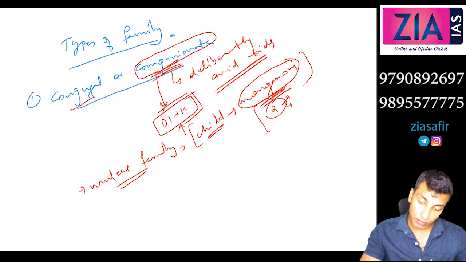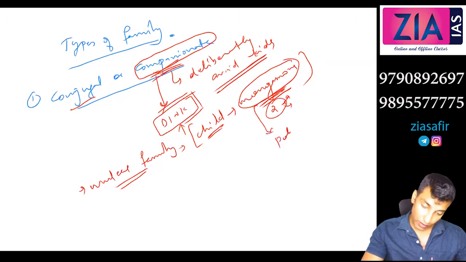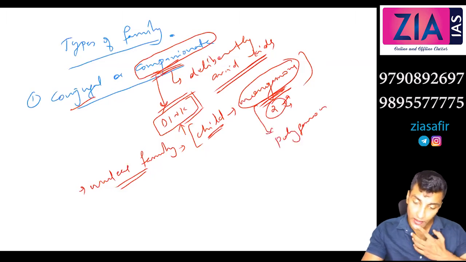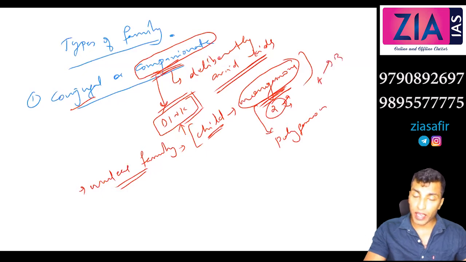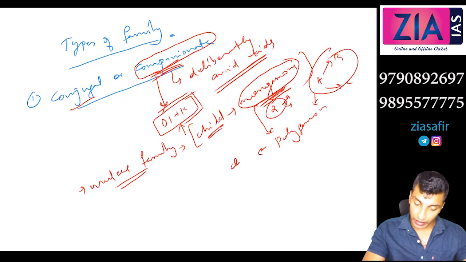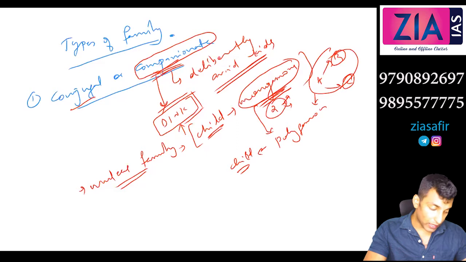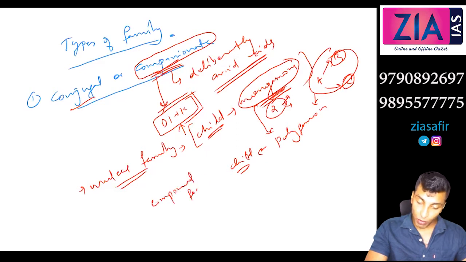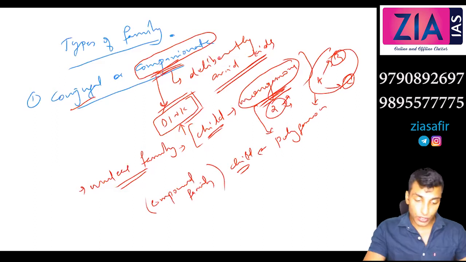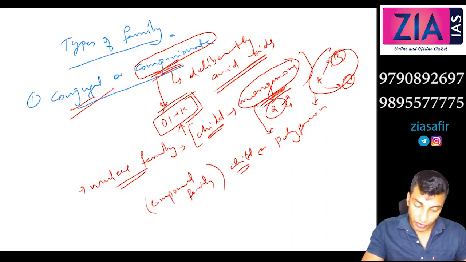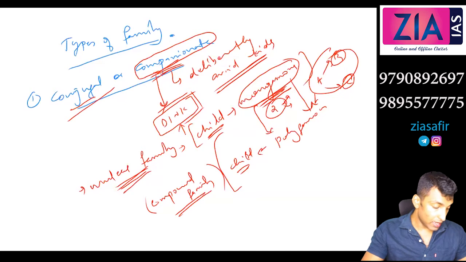And what if it is polygamous? Polygamous also, like person A can have wife B and wife C. So this is polygamous. In that context also there will be a child. The same person can have child from B and C. So this family is the compound family. So conjugal, nuclear family, compound family. What is the difference from nuclear family? Instead of monogamous, it is polygamous.